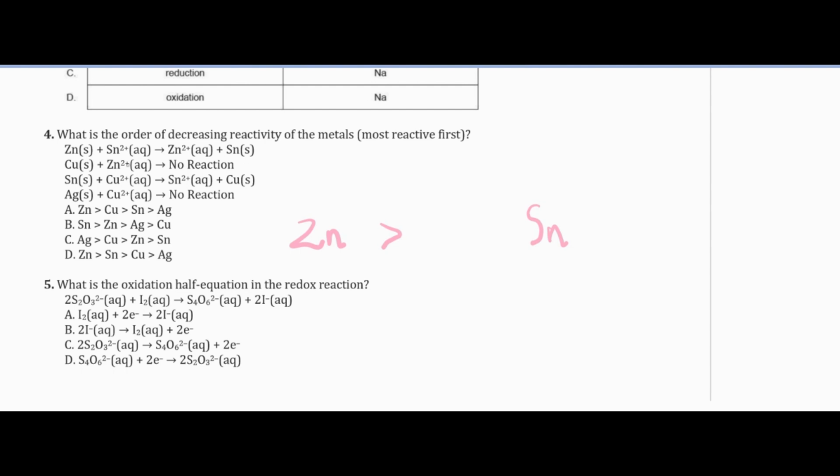Second one, copper and zinc 2+, no reaction. So again, zinc remains the ion, which means it's also more reactive than copper. Tin and copper 2+, it's tin that remains as an ion. So the copper will go here. And lastly, silver and copper 2+, it's the copper that's more reactive. So the silver will go there. Which means our answer for 4 is D.